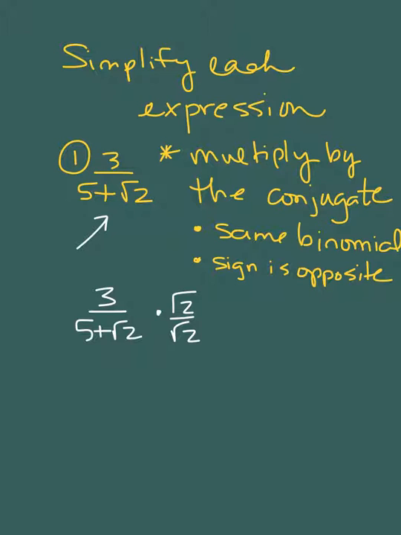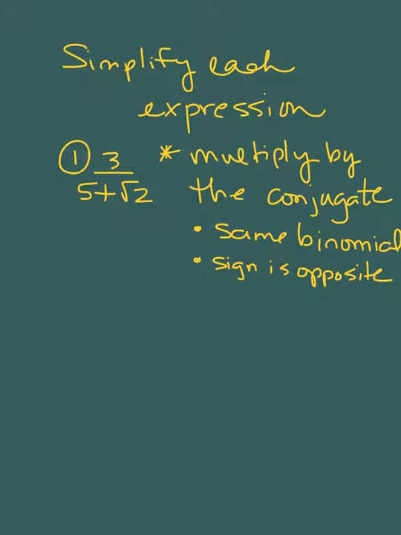If I were to distribute this negative 2 to my binomial, I get 5 root 2 plus, and then I have root 2 times root 2, which is 2. So although I got rid of one radical, I gave myself another radical still in the denominator, so that really doesn't help. So I'm going to erase that and start again.